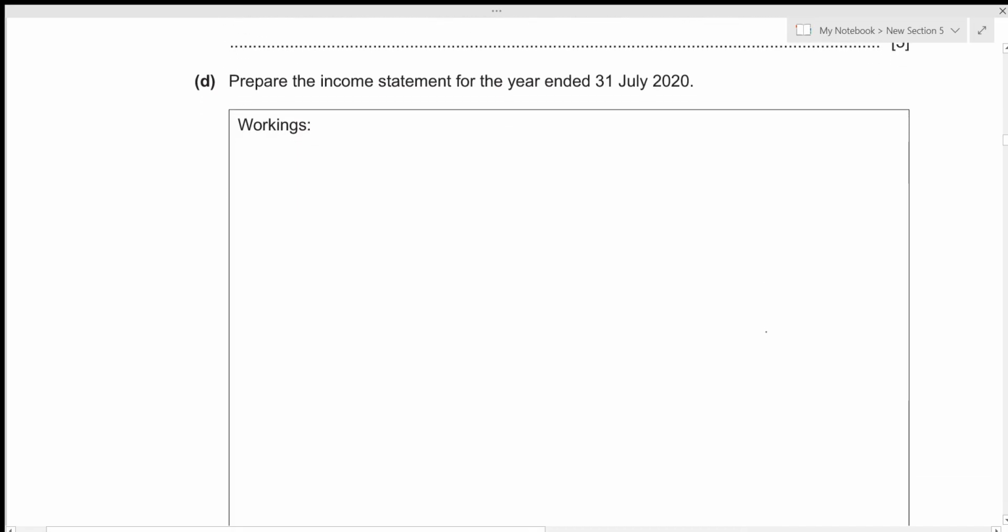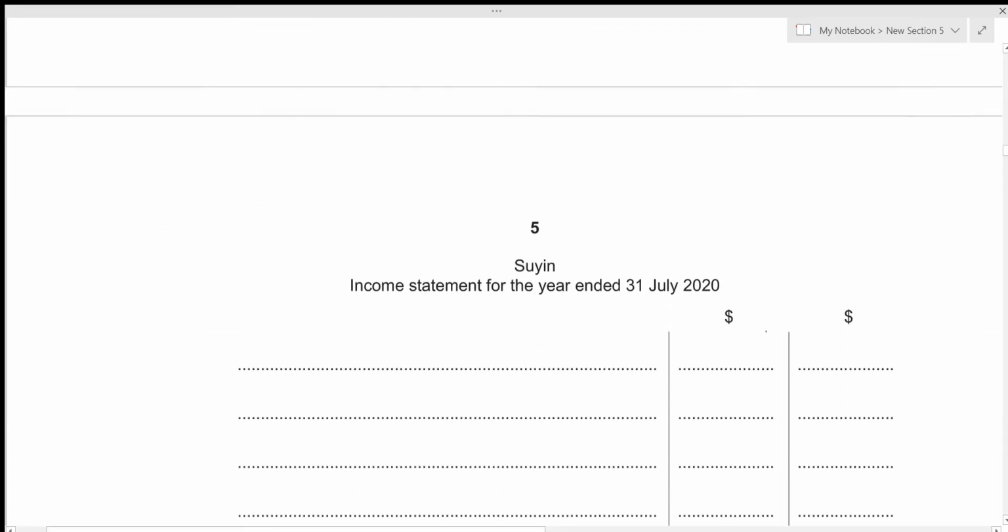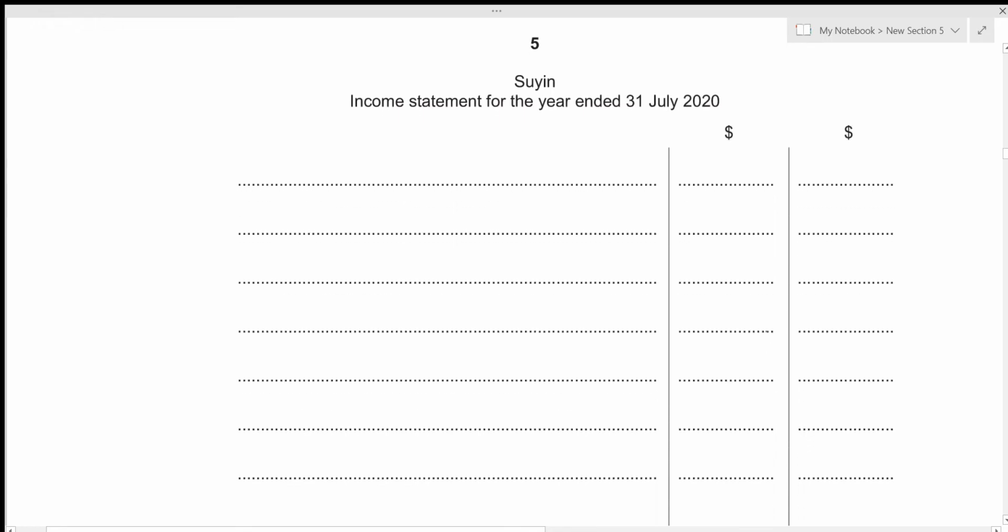So we need to prepare the income statement for the year ended 31st July 2020. We're also given a section to do all of these workings. And alright, we're already given the format. So let's start with sales. I'm just going to write down the format first till gross profit, and then we'll include the amounts. So the first one is going to be net sales. Then we have to subtract cost of goods sold. So I'll write the headings under cost of goods sold right here.